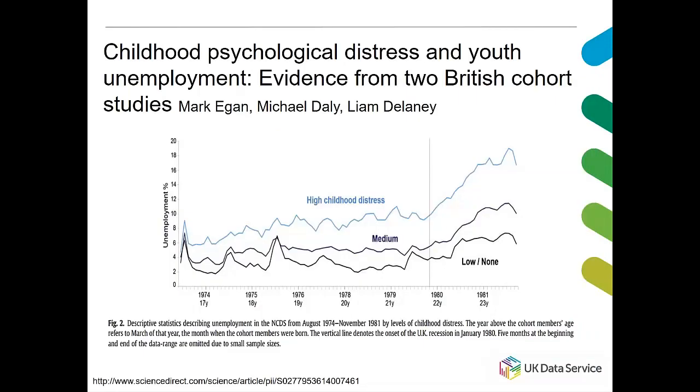And this is just an example again of some research which has used two British cohort studies. And what they've tried to do is examine the effect of somebody experiencing psychological distress in childhood on the likelihood that they will be unemployed in early adulthood. And again, I've just put the link to the publication at the bottom in case you're interested.